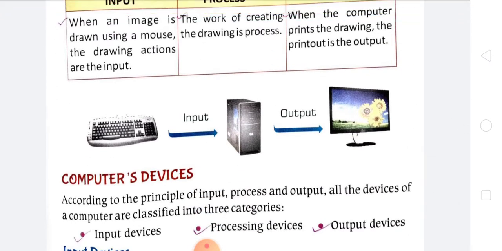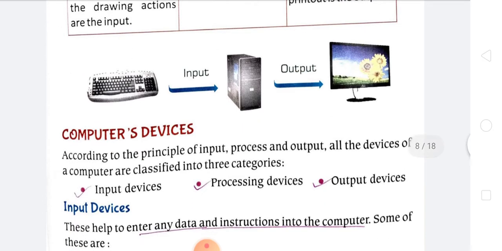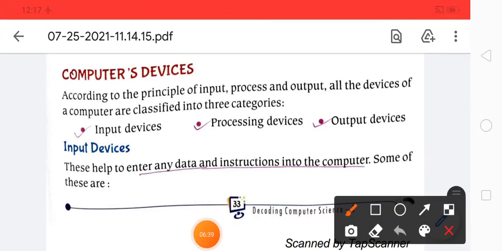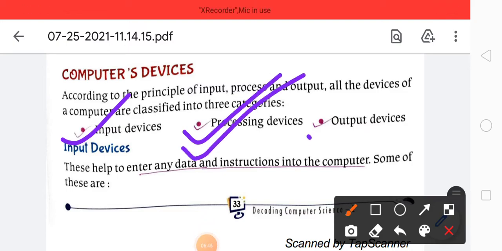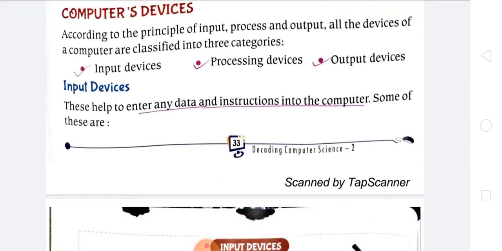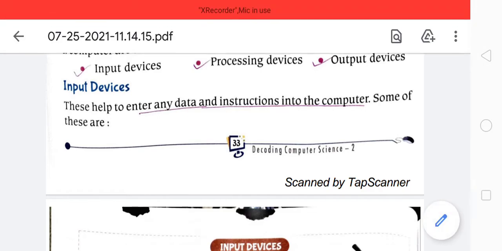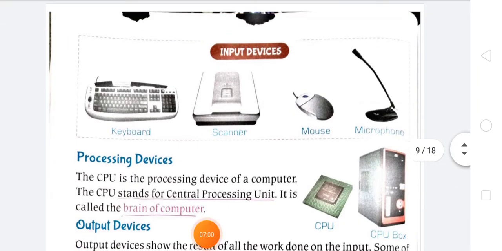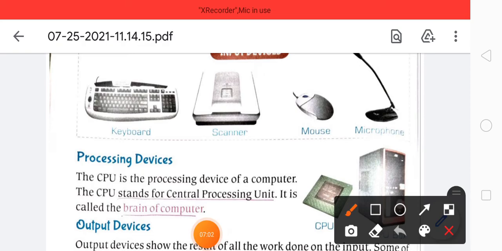The computer's devices, according to the principle of input, process and output, are classified into three categories: input devices, processing devices and output devices. So what are the input devices, students? With the help of those devices, we enter any data or instruction into the computer. Some of these are the keyboard, the scanner, the mouse, the microphone.